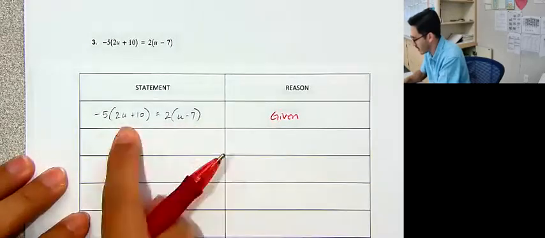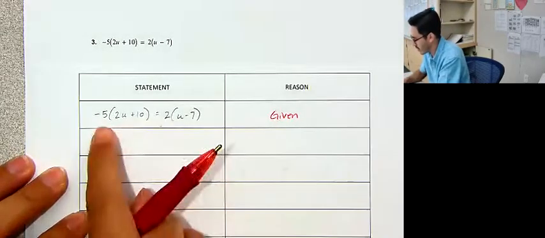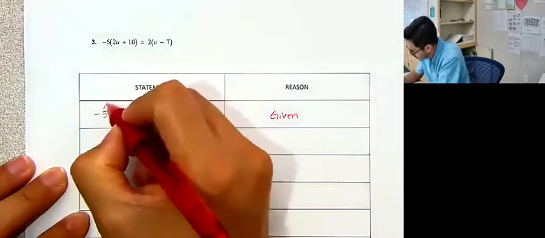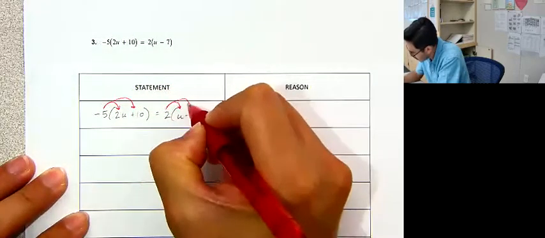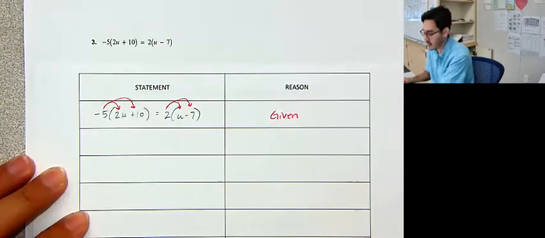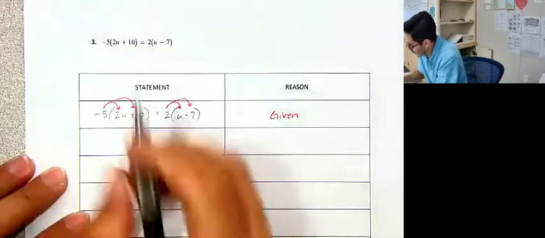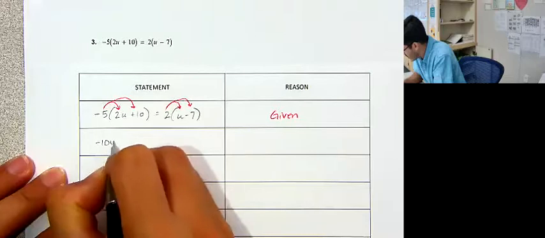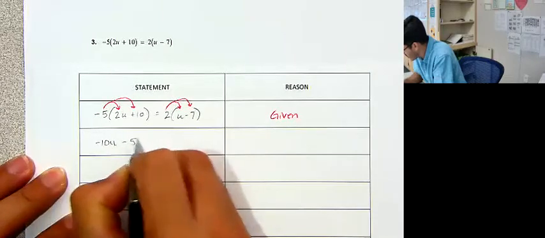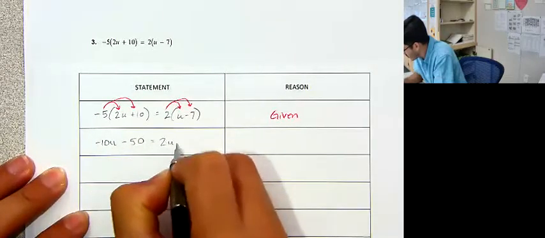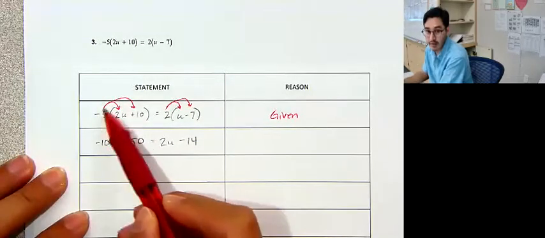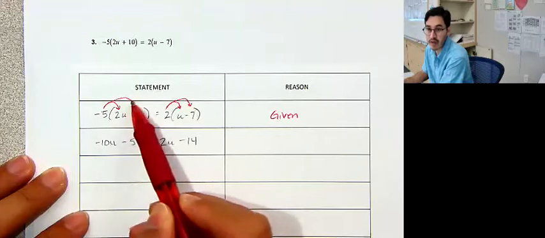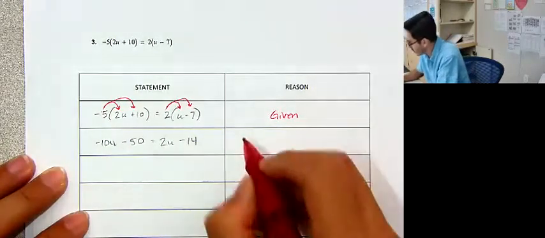All right, I see 2 sets of parentheses, and both have a multiplier or factor in front. So I'm going to go ahead and draw these arrows here, which indicates I'm multiplying to both of those terms. So we'll get -10u minus 50 equals 2u minus 14. So I look back and I remember, okay, when I draw these arrows, I'm using the distributive property.